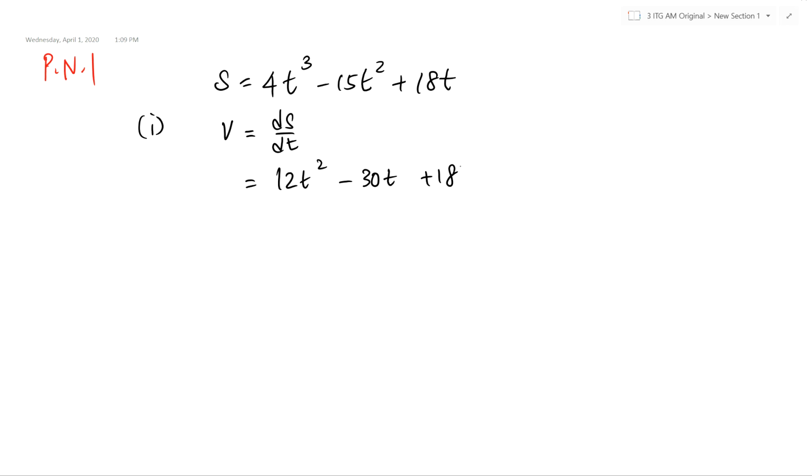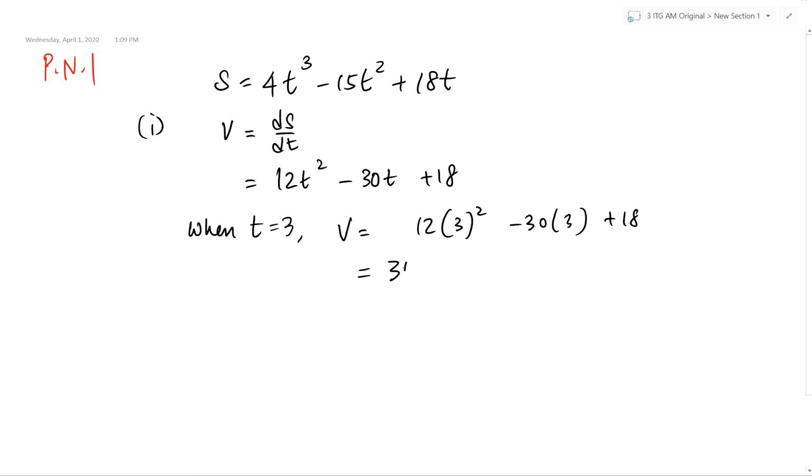Now they want the velocity when t equals 3. When t equals 3, v is 12 times 3 squared minus 30 times 3 plus 18. How much is this? 36. Units are important. What are the units? Meters per second. These are obtained from the question. They tell you that s is in meters, and they tell you t is in seconds. So your velocity will be meters per second.